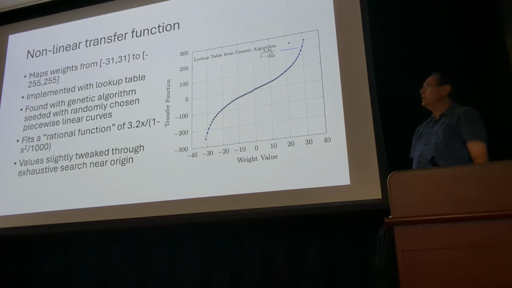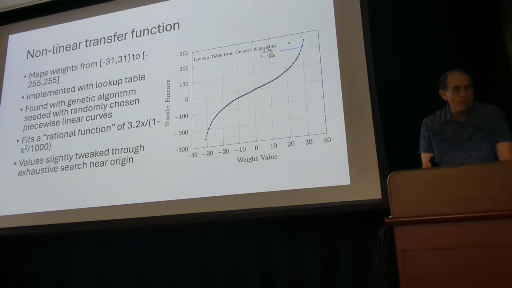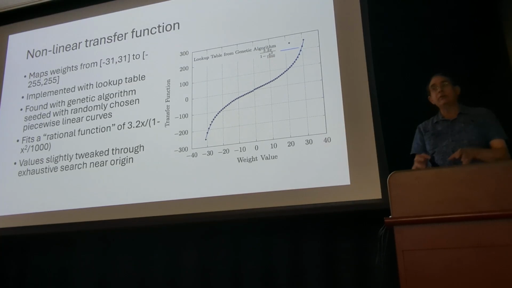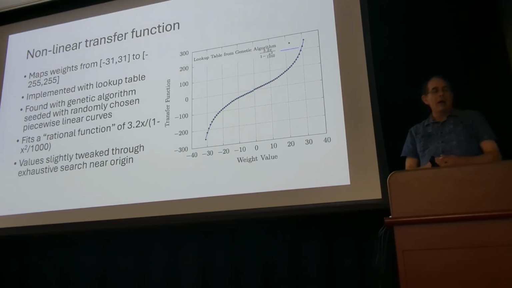I like this nonlinear transfer function. I think you should do this if you're building a branch predictor. And if you want, I can tell you how to do it in a realistic way. It maps weights, so the weights are 6 bits, and I reserve negative 32 as a special value. So it maps from negative 31 to 31 to negative 255 to 255. It's implemented in my code with a lookup table.